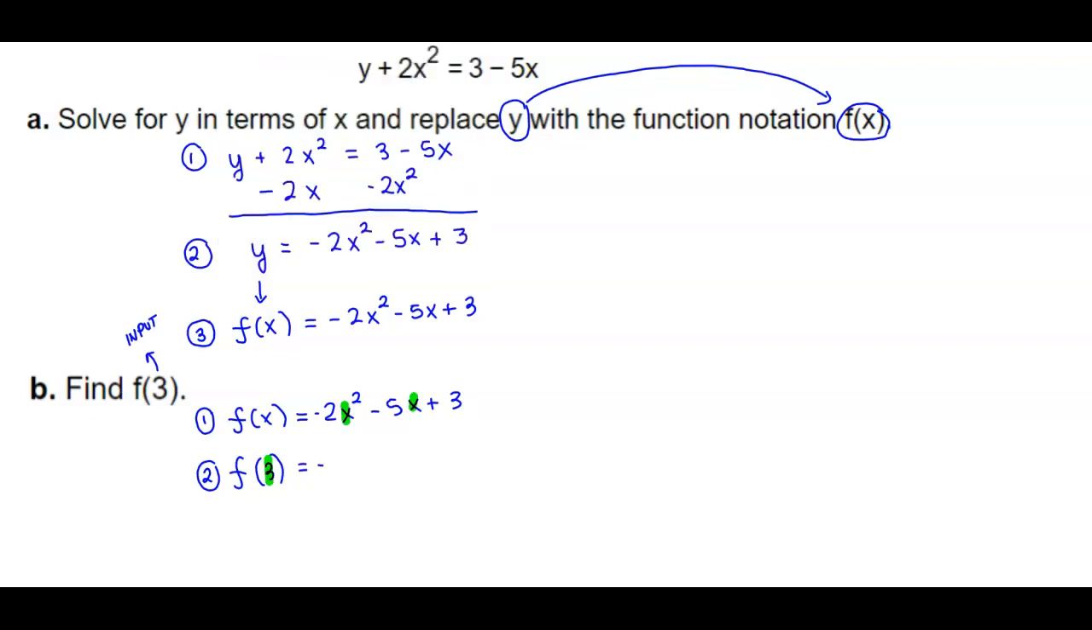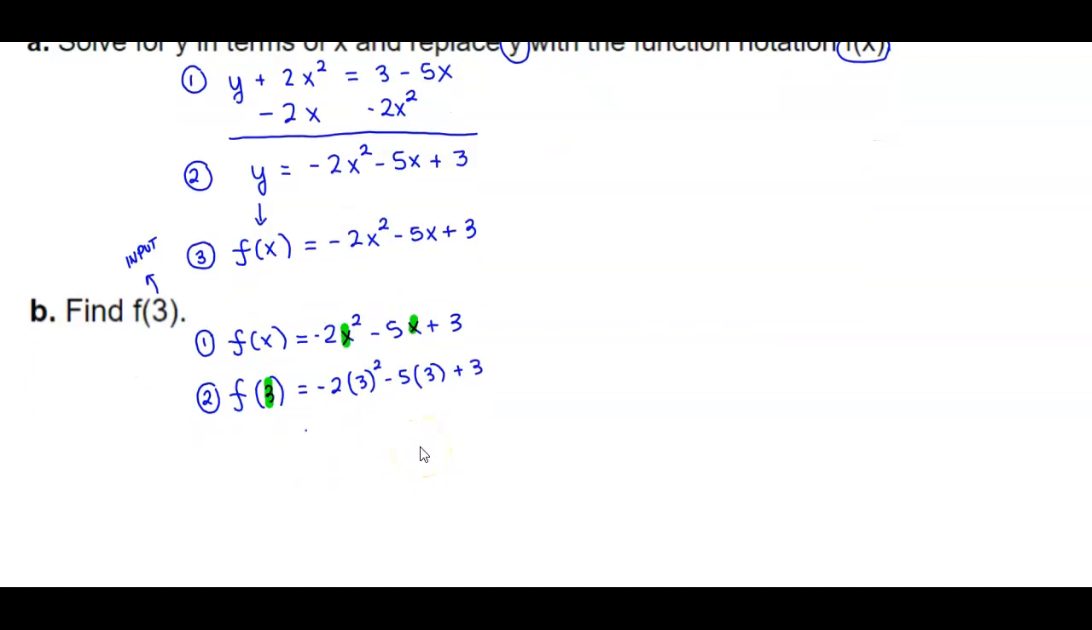So we have negative 2 times 3 squared minus 5 times 3 plus 3. So we have negative 2, 3 squared is 9, minus 5 times 3 plus 3. And now we're just using order of operations. Negative 2 times 9 is negative 18. Negative 5 times 3 is minus 15. And then that's plus 3.